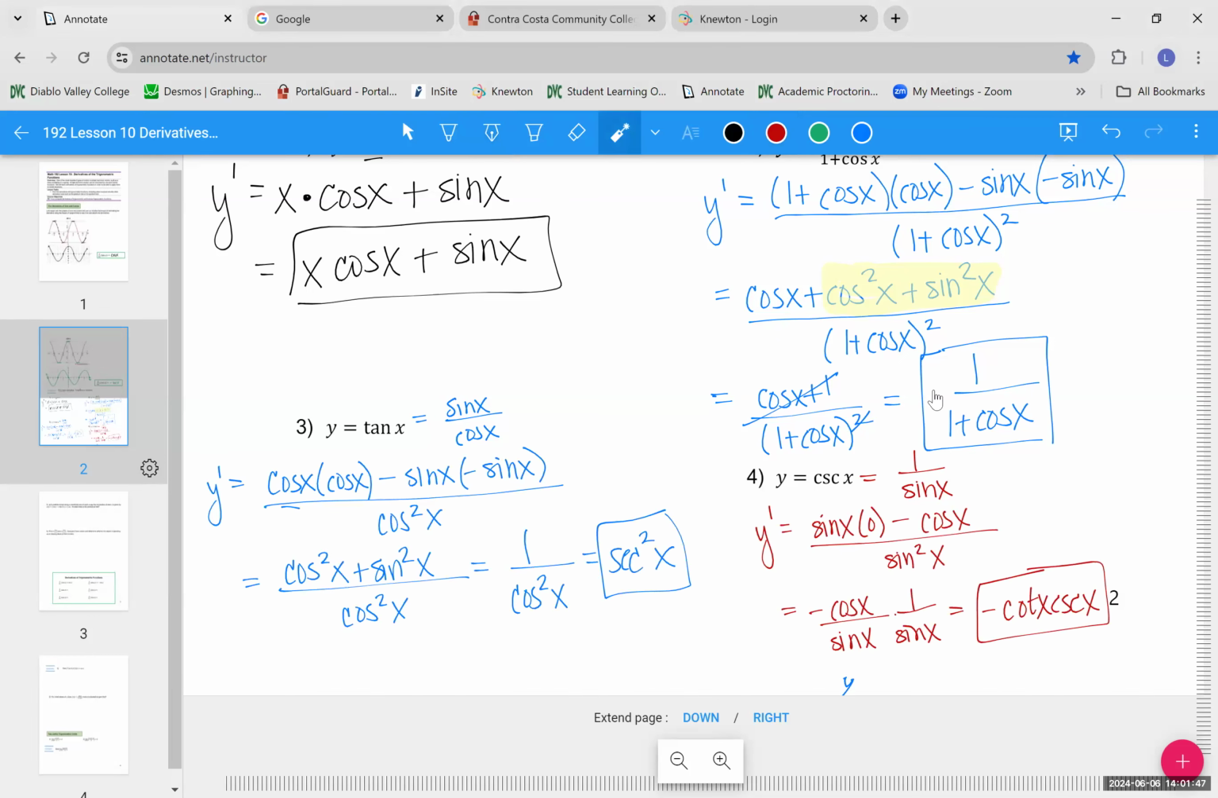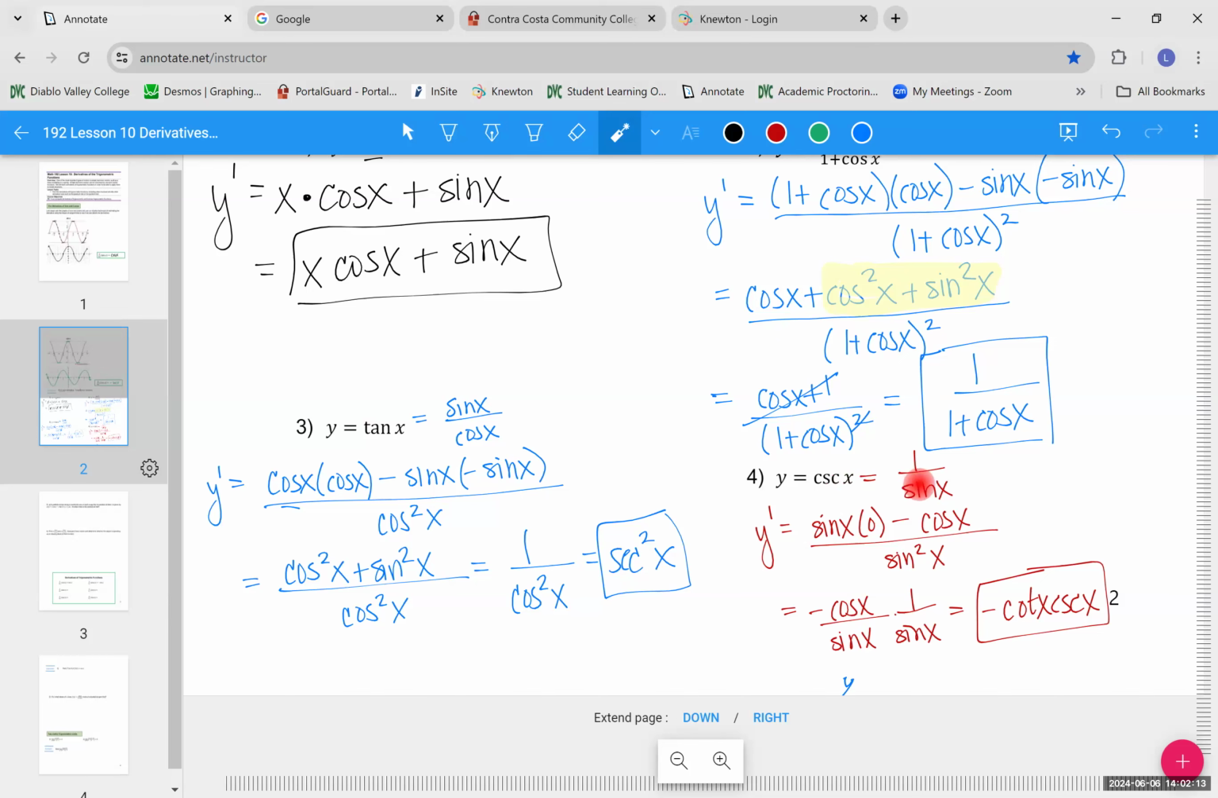Okay, so let's go ahead and just walk through these real fast. I am applying my low d high minus high d low to sine x over cosine x all over low low. I end up once again with cosine squared plus sine squared, which is a 1. And 1 over cosine squared will give me secant squared. So our derivative of tangent is secant squared.